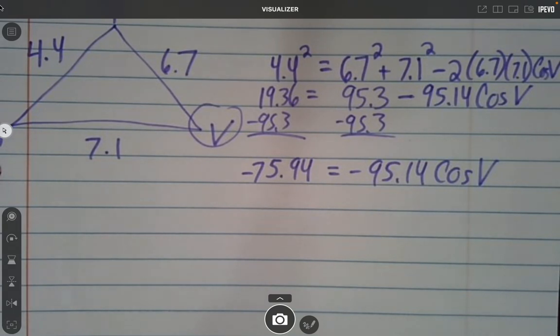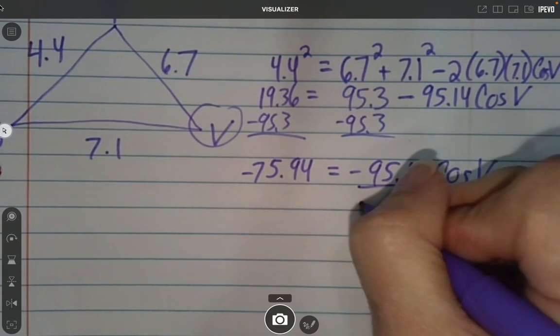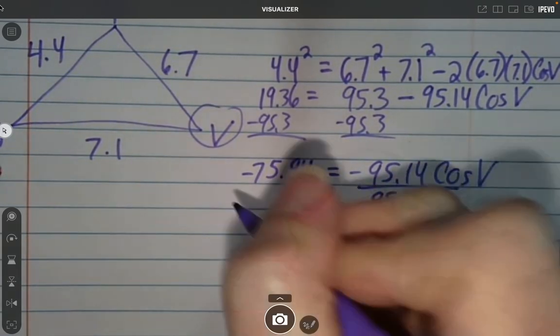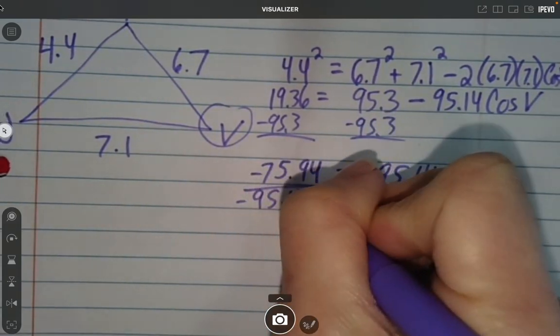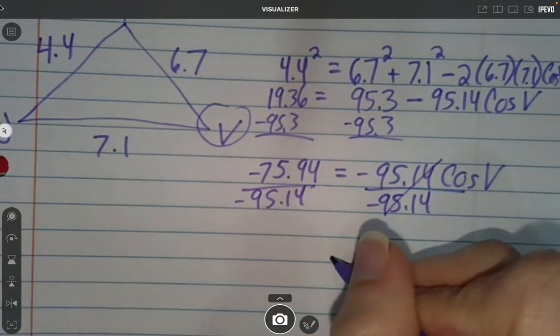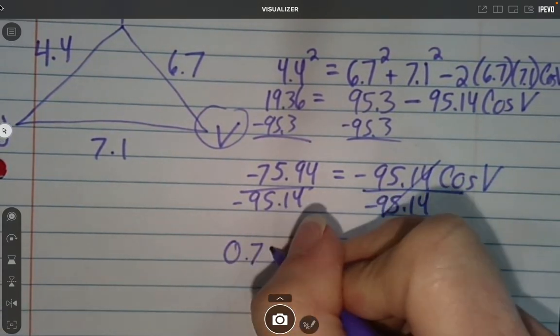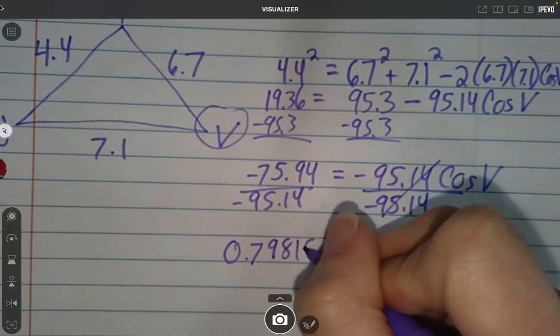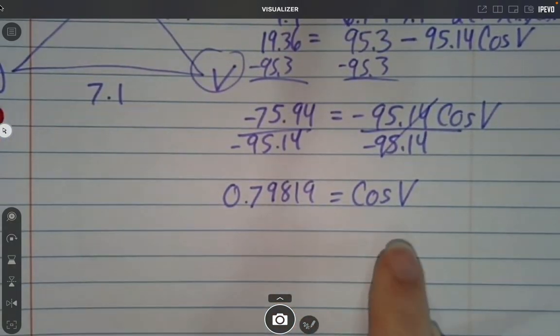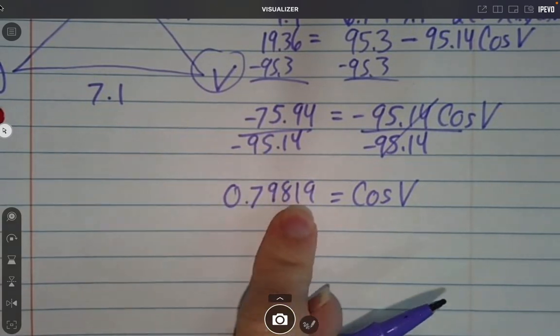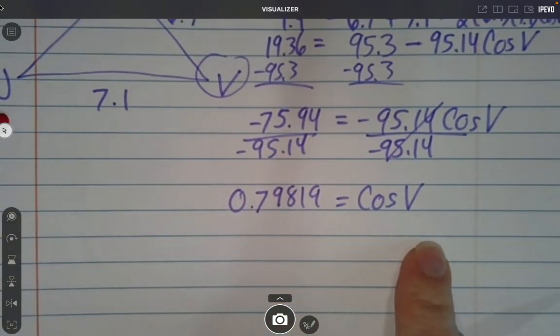Okay, now we're going to divide, right? So I will divide by that negative 95.14. So over here, I get cosine V. And if I get negative 75.94 divided by 95.14. And remember, it should be a number that's between 0 and 1. And it just keeps going. Then Carden pointed out, do we leave it like this or do we have to solve for V? We have to solve for the angle.